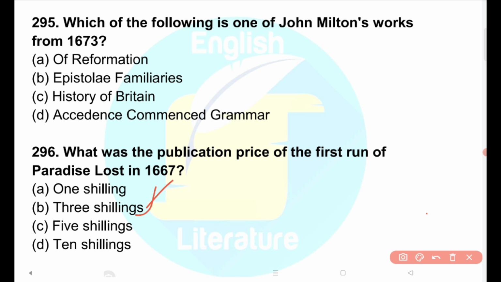This is based on information of John Milton's publishing contract with Samuel Simmons, where Milton received a payment of 5 pounds upfront, with the potential for further earnings based on sales. 3 shillings would be considered a relatively high price for a book at the time.